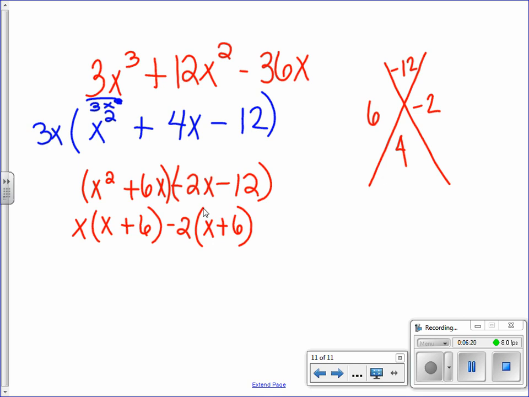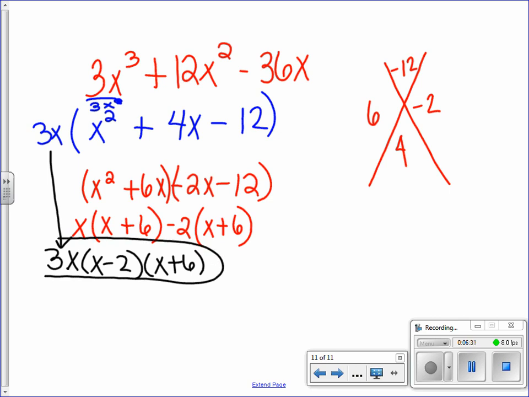3x minus 2 and x plus 6. And don't forget that 3x that we took out to begin with.